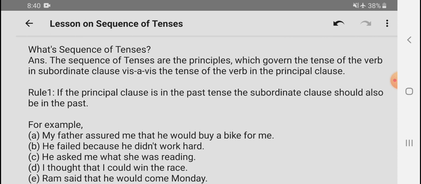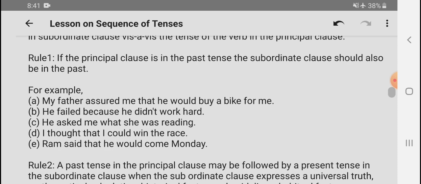If the principal clause is in the past tense, past here means any past tense of the 4 available, the subordinate clause should also be in the past tense. If your principal clause is already in the past tense, then the subordinate should also be in the past tense. That's the sequence of tenses rule number 1. For example, 5 examples have been given here.